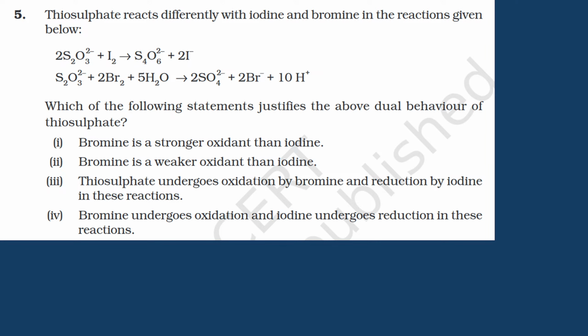Question number 5. Thiosulfate reacts differently with iodine and bromine in the reactions given below. This one is a fun question. This is an interesting question. So thiosulfate is S2O3 2-, and two things are happening there. One, it's giving you S4O6 2-. What is it called? Does anyone know? What is this called? Let me know in the comments what this is called. And the other thing, S2O3 2- is becoming sulfate. Okay, cool. And it's asking which of these statements justifies this dual behavior of thiosulfate with bromine and iodine.